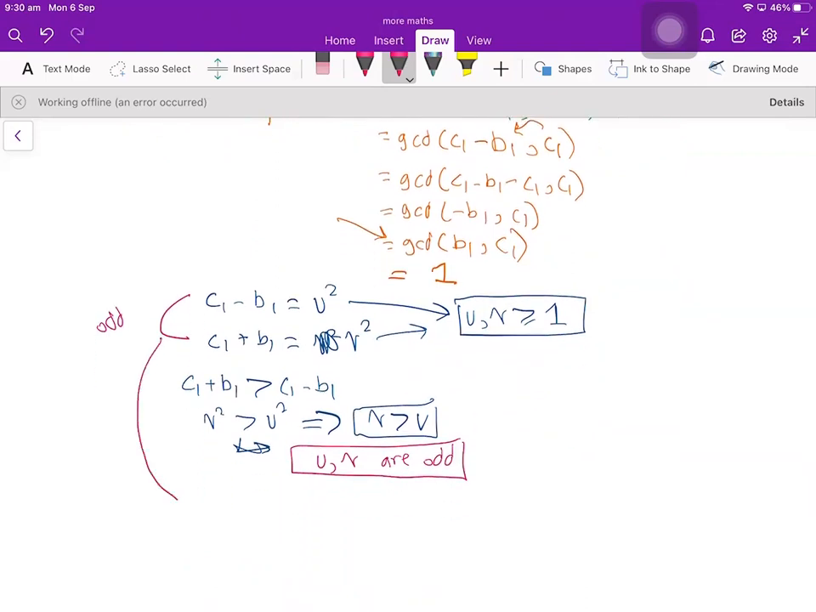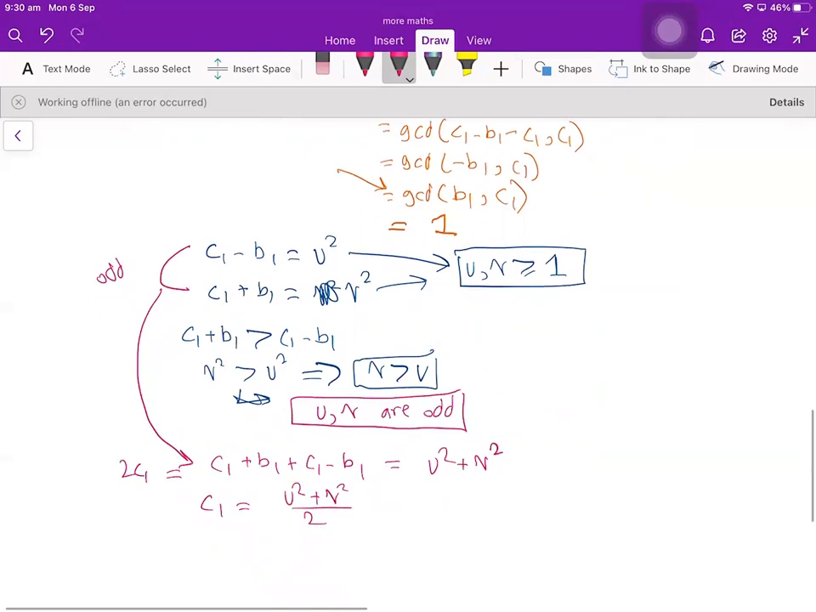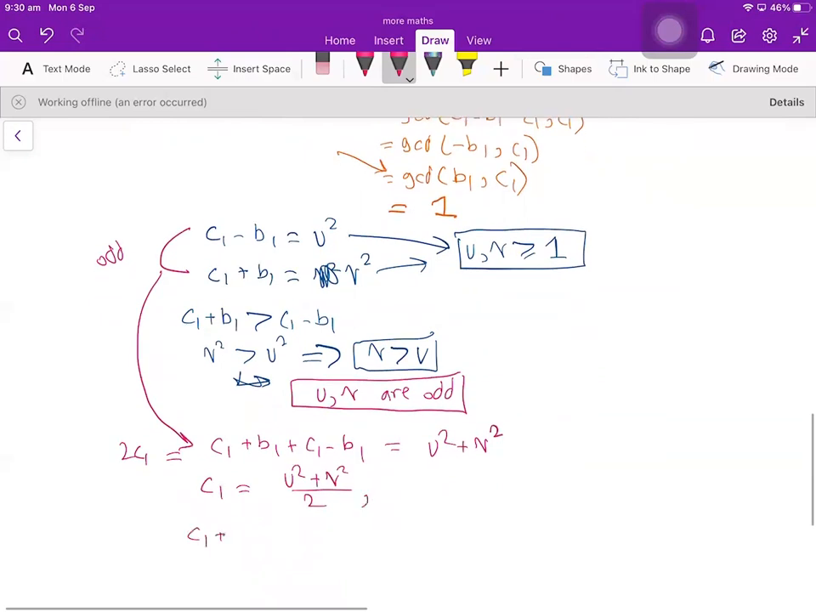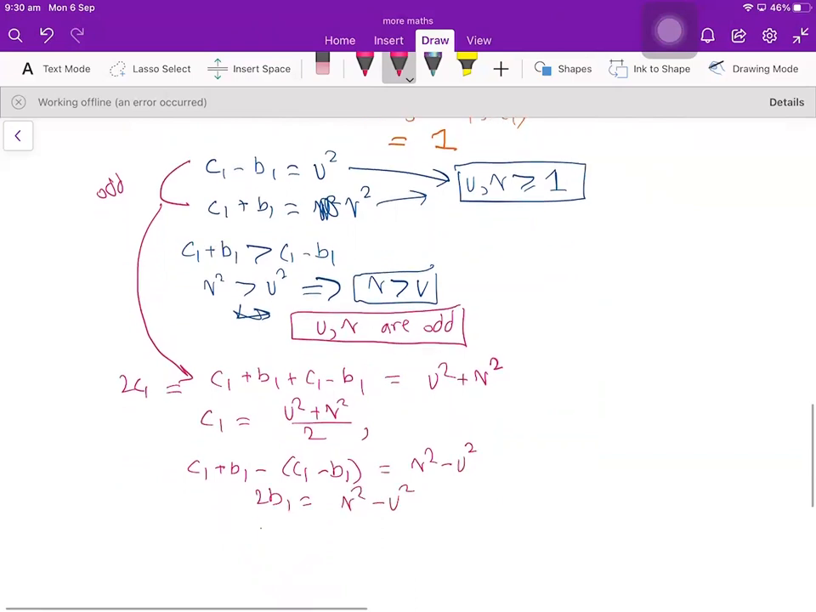Okay, now we can do C1 plus B1 plus C1 minus B1. This is equal to u squared plus v squared by adding the two equations. And this is also equal to 2C1, so we can find the value of C1, which is u squared plus v squared over 2. And by subtracting the two equations, we get v squared minus u squared. So 2B1 is equal to v squared minus u squared. So B1 is equal to v squared minus u squared divided by 2.